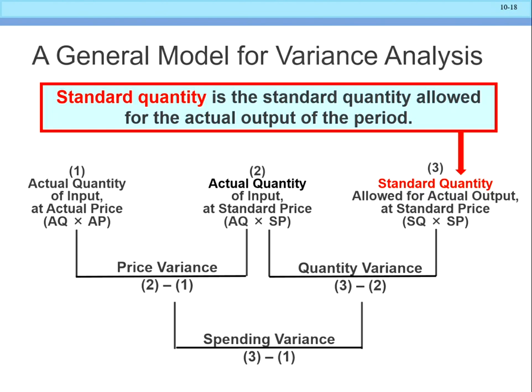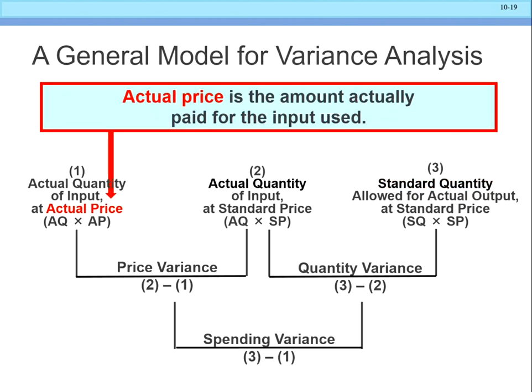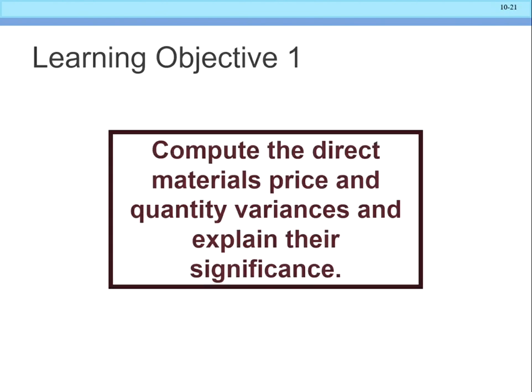Okay, then we can now look at our learning objective number 1. We need to compute the direct materials price and quantity variances. Then we explain their significance. So when we are doing this, we are going to be using the model and also giving you the formula so that you can understand what is going on. Please do not memorize the formula. Understand the mechanics that are in the formula.